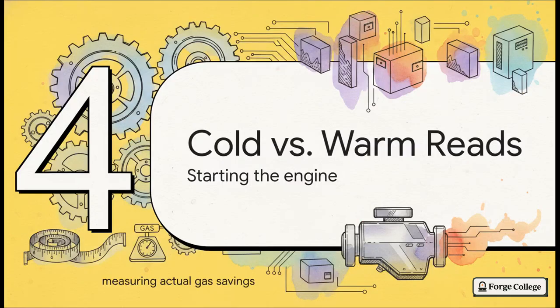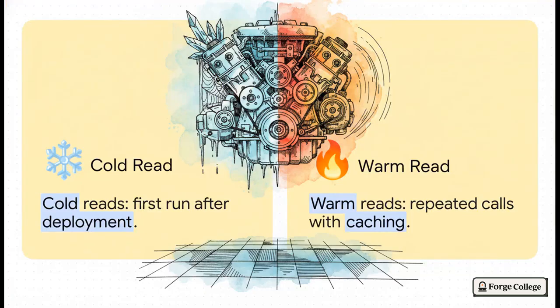Moving on to Section 4, Cold versus Warm Reads, Starting the Engine. To validate these solutions, we really have to understand the difference between a cold read and a warm read. A cold read is that first execution after deployment. Honestly, it's kind of like trying to start a 20-year-old car in the middle of a freezing winter. It takes a lot of juice. A warm read, on the other hand, is for repeated calls where we benefit from EVM caching. The engine is already purring, so it's so much cheaper.